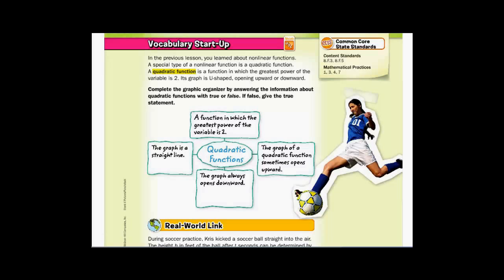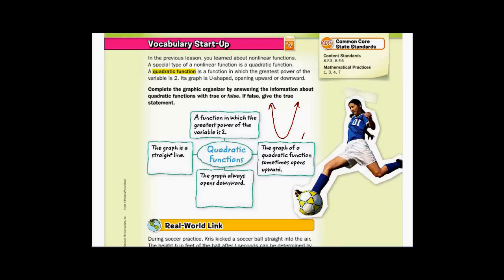So just because it's a word that you've probably never heard of, let alone said before, let's just talk about what it means. So right here it says a quadratic function is a function in which the greatest power of the variable is 2. So in other words, you're going to have some x squareds, not just y equals mx plus b, but you're going to have x squareds in there. Its graph is U-shaped. So whereas before you've only had lines that were straight this way or this way. Okay, so now your graphs are going to look like this.